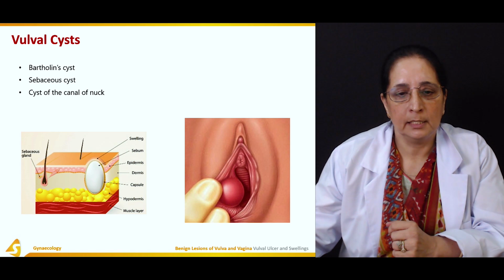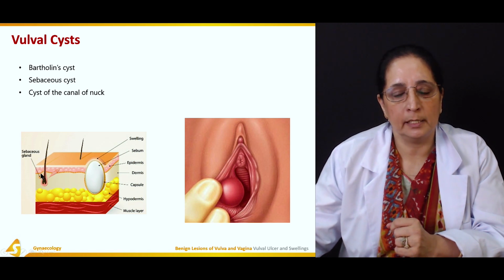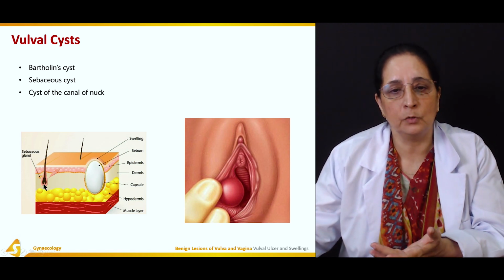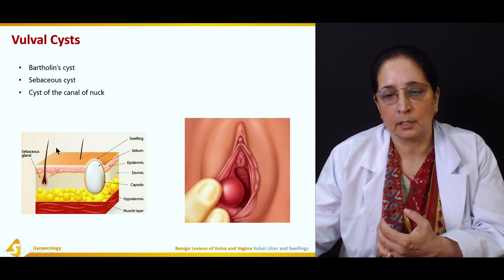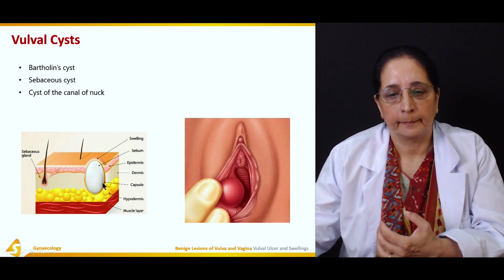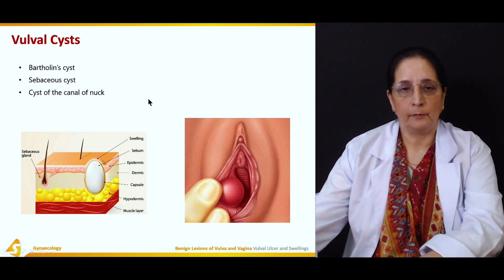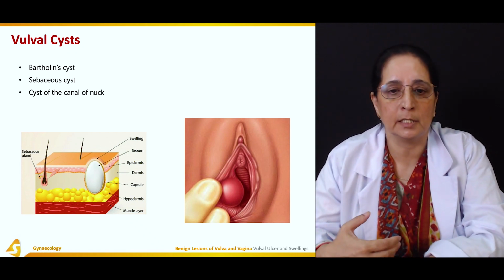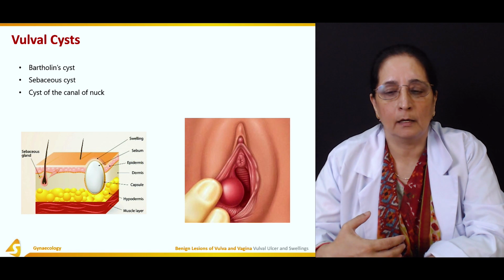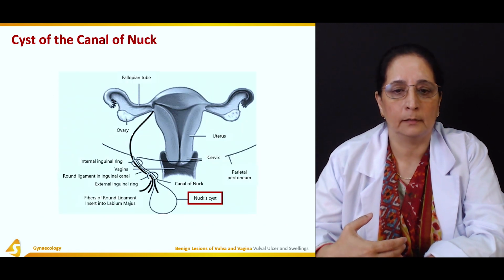So these are the cysts. Sebaceous cysts are in the sebaceous gland that produce sebum. Here, sebaceous cyst. And then this is the sebum. Three types of vulval cysts: Bartholin cyst, sebaceous cyst, and cyst of the canal of Nuck.